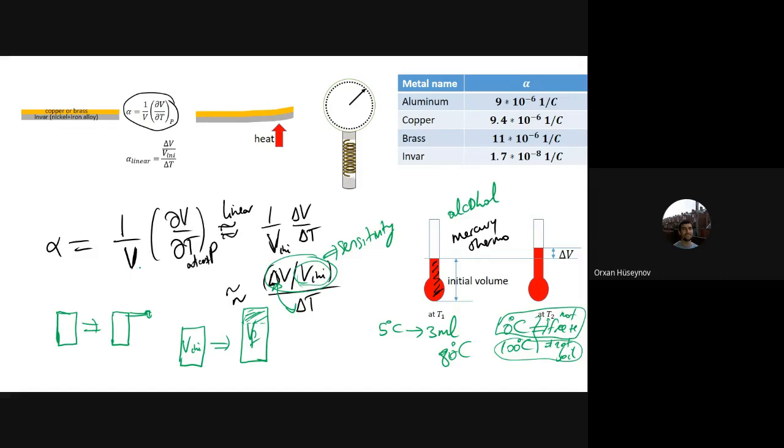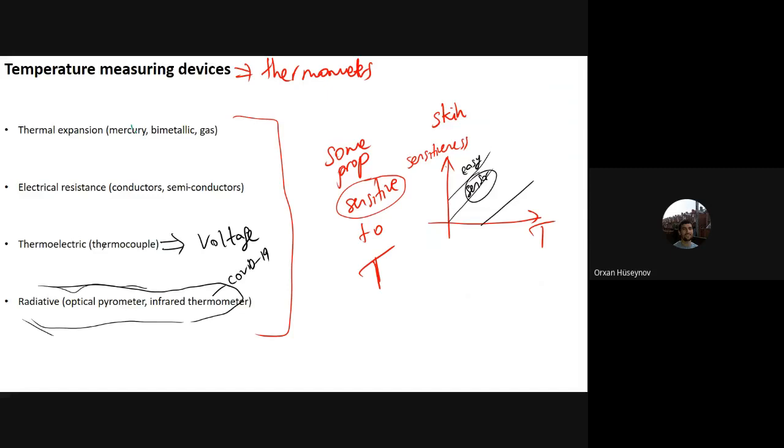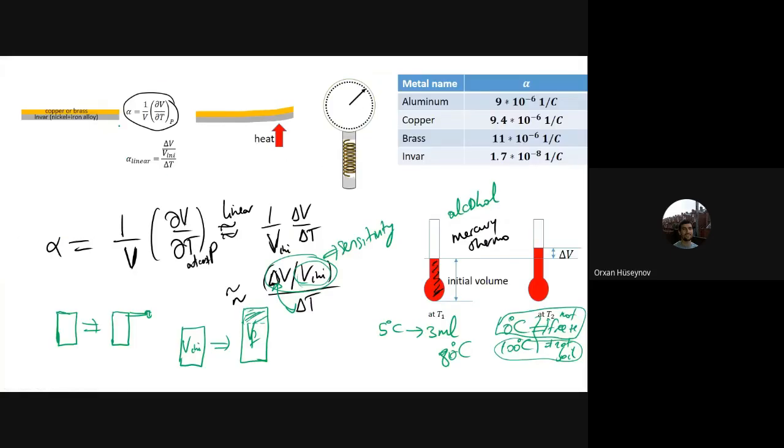And here we have the first one, the mercury, the famous one. And there are also bimetallic temperature sensors. For bimetallic temperature sensors, you have two metals on top of each other. So we have copper or brass, and underneath it you have the invar. Invar is an alloy of nickel and iron. So the two metals are on top of each other.